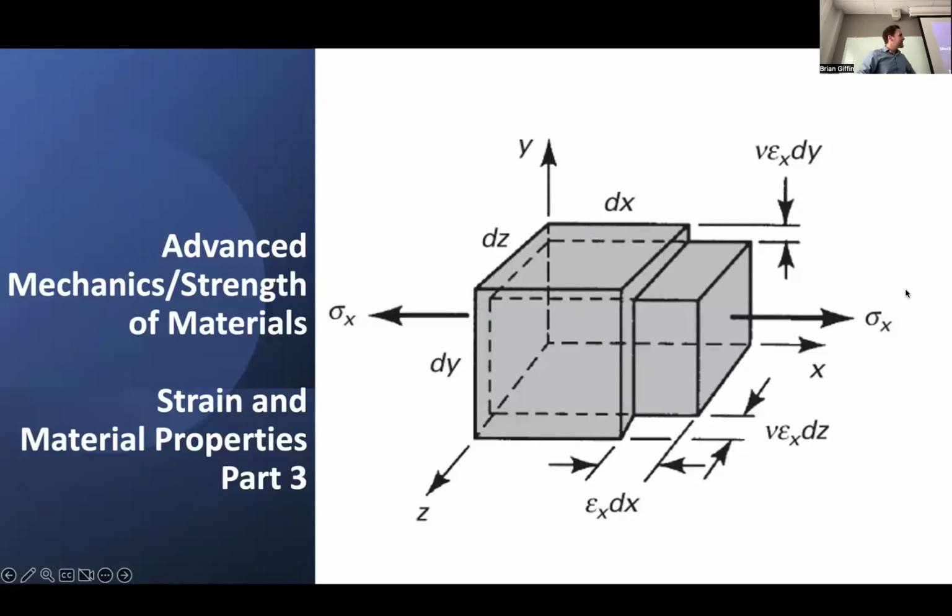Okay, so welcome to our third and final part of strain and material properties, closing out our discussion of chapter 2. It took us a while to get there. We kind of lingered on a few topics, but eventually we worked through all the details.